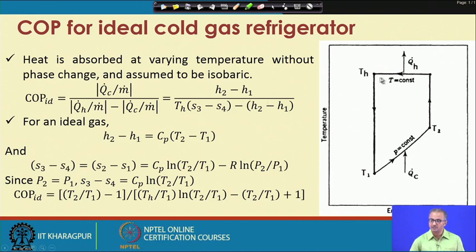So you will find that here are states 1, 2, 3, 4. These are the various states. We know the enthalpy and the entropies, and if we consider an ideal gas, then H2 minus H1 is given by Cp delta T. And H3 minus H4 will be equal to H2 minus H1, and is given by these expressions from the thermodynamics book. Since P1 equals P2, the pressure term will be 0. So you get it purely in terms of temperature, and if I put all these things in this expression, we find the ideal COP is given in terms of T2 by T1 and in terms of TH. This is how we represent the ideal COP for the cold gas refrigerator.